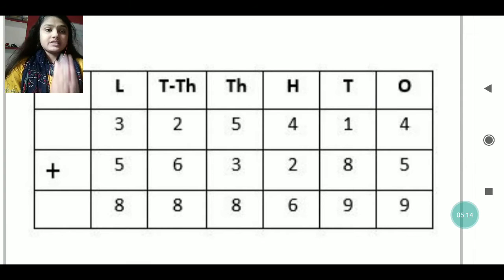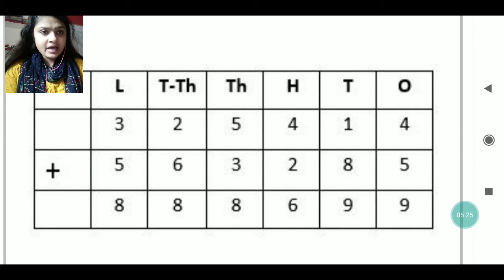The next one, you can see here already the numbers are being arranged in a place value chart. We have to just add it. So 4 plus 5, when you add, you will get 9. 1 plus 8 when you add, you will get 9. 4 plus 2 when you add, you will get 6. 5 plus 3 when you add, you will get 8. 2 plus 6 when you add, you will get 8, and 3 plus 5 is also 8.